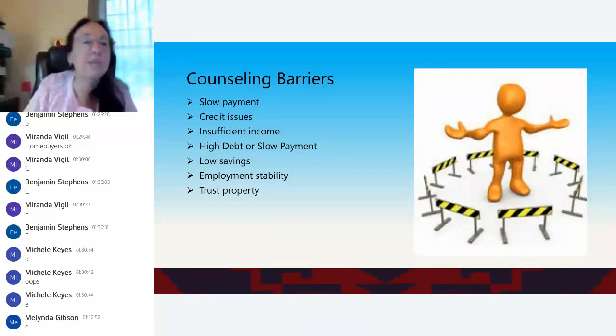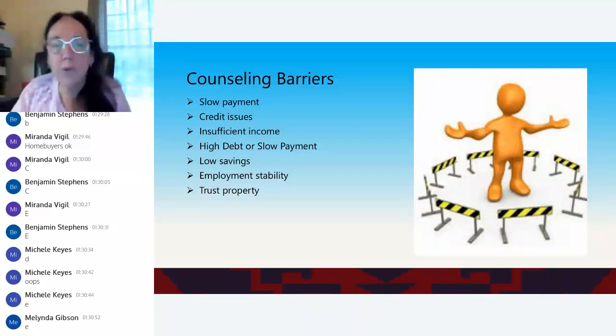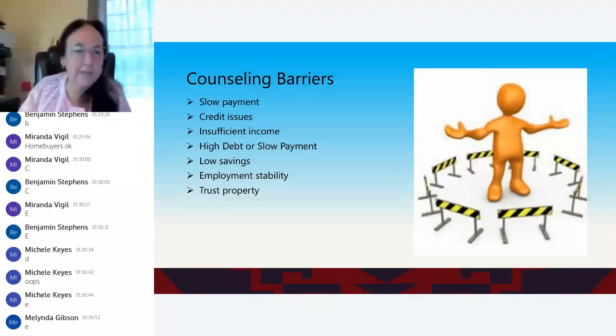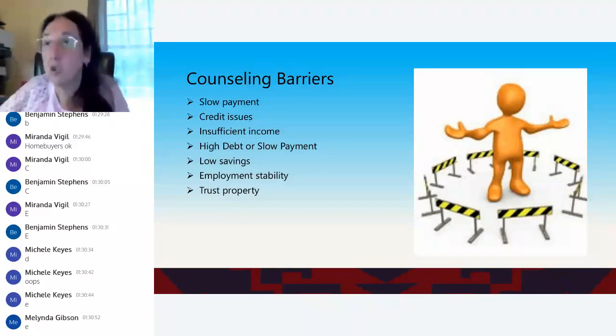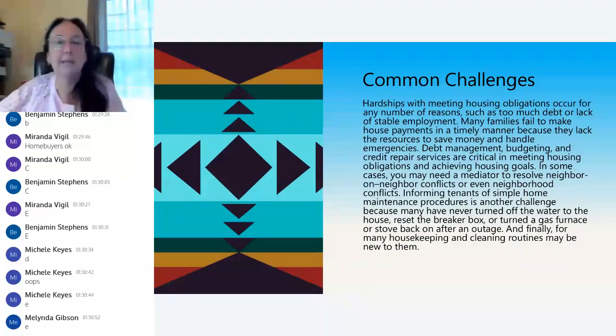Your counseling barriers: slow payment, credit issues, insufficient income, high debt, low savings, employment stability, trust properties. They don't like lending, still on trust land. Some of those common challenges, hardships meeting those housing obligations. Many families fail to make house payments in a timely manner because they don't have the resource to save money and handle emergencies. So that debt management and things like that can be difficult.